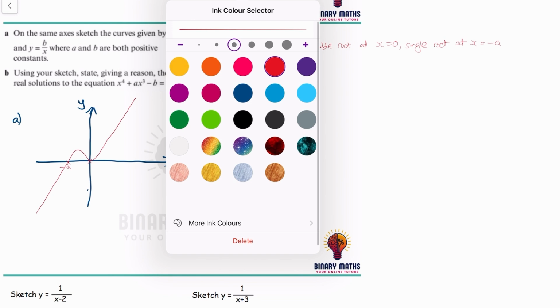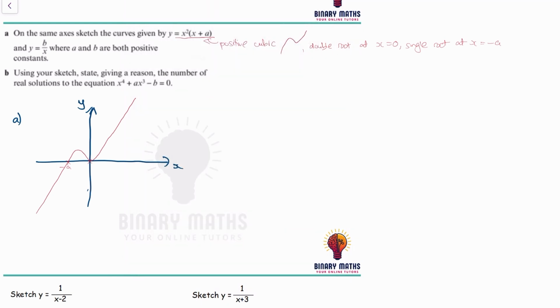Okay, b over x. Because b is positive, you know that b over x is a positive reciprocal graph. So it will be in the first quadrant and the third quadrant. It's best to always label the asymptotes: y equals 0, x equals 0. Okay, so that's part A done.